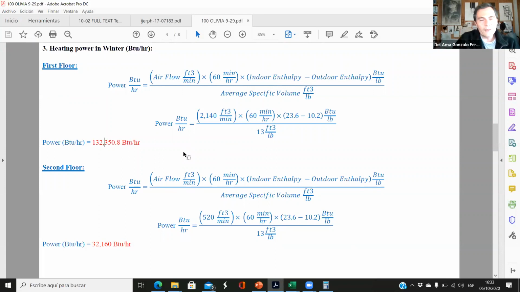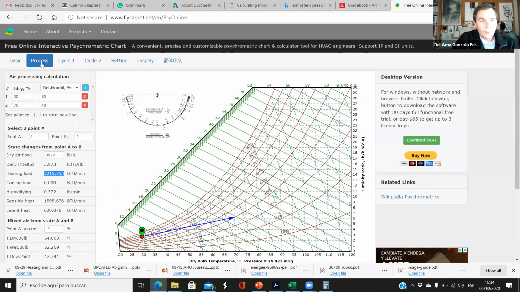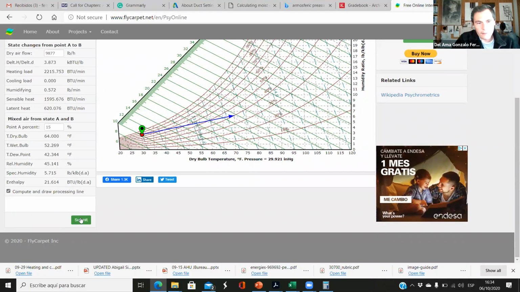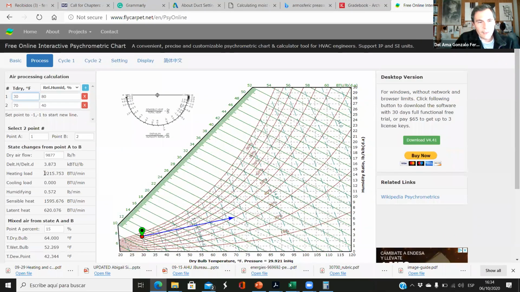Okay, so there are two ways to do this. We can use this formula, or we can use the process tab of this chart, and just by including here the dry air flow in pounds per hour. Here we type the indoor and outdoor conditions. We click compute and submit. And this is the heating load. And both results should be similar. I mean, it's around 130,000.